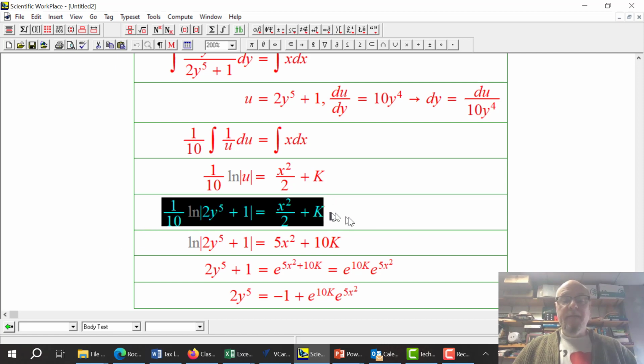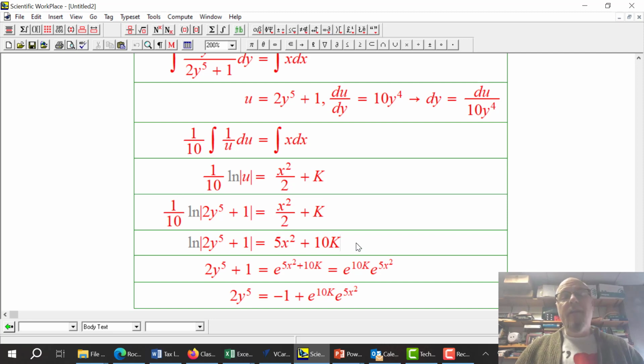So I'm going to multiply through by 10 here, just to get rid of this 10th on the side. So the over 2 becomes a 5, and now that's 10k. I understand 10k is another constant, but let me just keep that as 10k so I can see what happens. I've got ln of something equals, so I'm going to raise each to the e, and that's e to ln something. That gives me 2y to the 5th plus 1. Now it's e to this whole side. I'm going to split that off to be e to the 10k and e to the 5x squared.